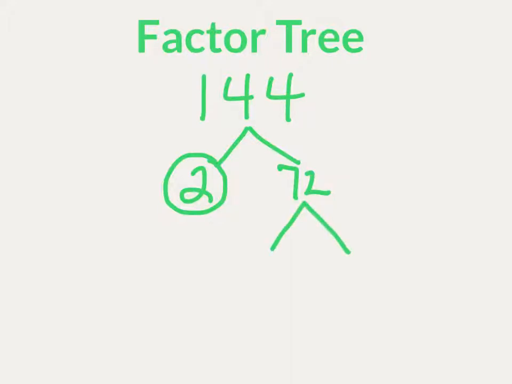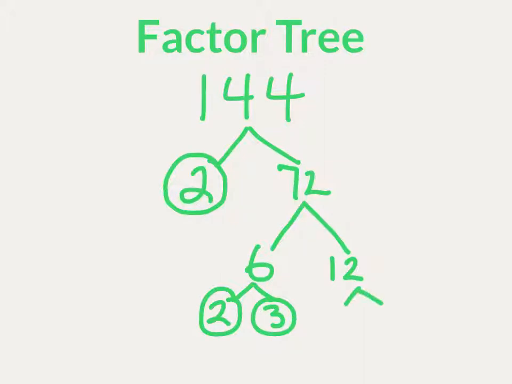And which two factors, when multiplied, would form 72? I think we could do 6 and 12. 6 and 12 are still not prime numbers, so I can draw branches off of them. 2 times 3 will give me 6, and those are both prime. And let's see, 2 times 6 will give me 12. 2 is prime. I draw two more branches off of 6, and 2 times 3 gives me 6, and both of those are prime. And now I count up all of my 2's.